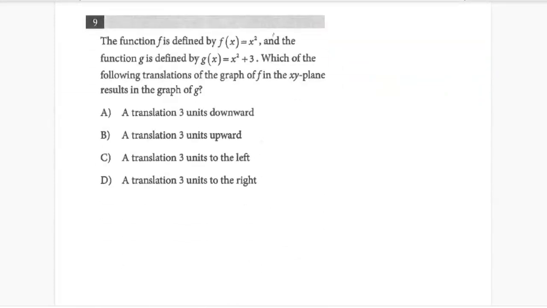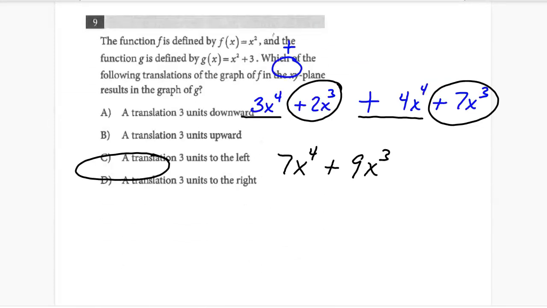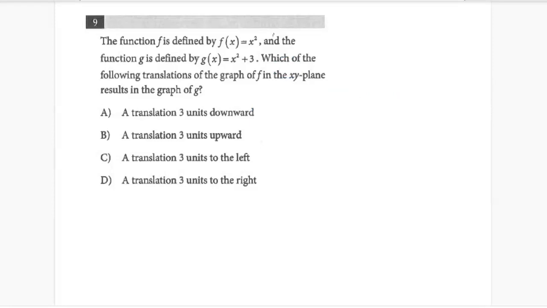Number 9. Looks like we have some function notation going on here. Number 9, f is defined as f of x equals x squared. We have a g function. Which of the following translations? Translation just means we're going to shift the graph up, down, left, right, make it fatter, skinnier. How are we going to move f so that it results in g? Basically, we want to know how you get from x squared to x squared plus 3.